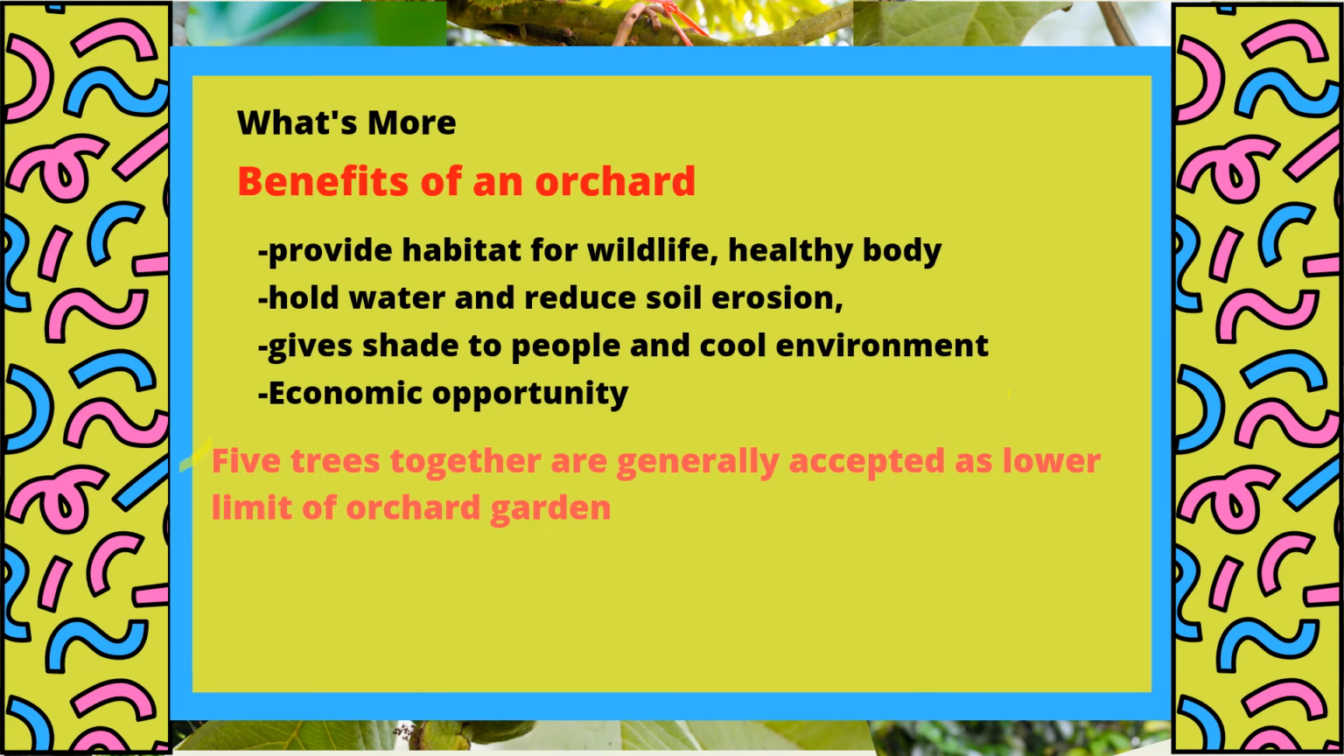Remember that 5 trees together are generally accepted as a lower limit of an orchard garden. In other words, you can plant 5 types of trees in your orchard garden.